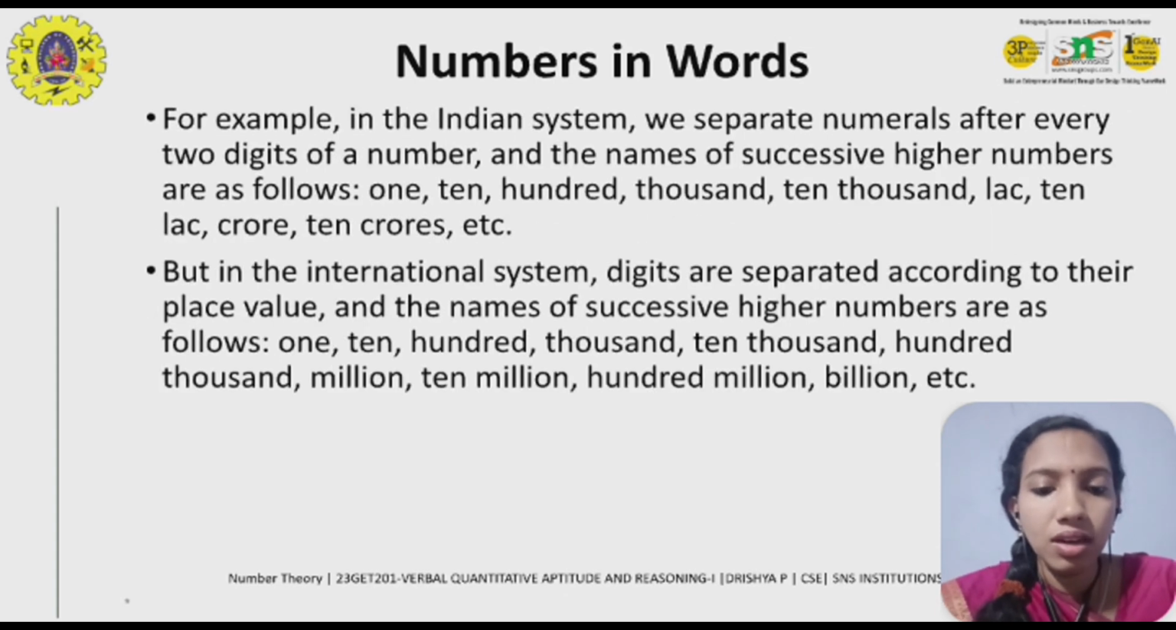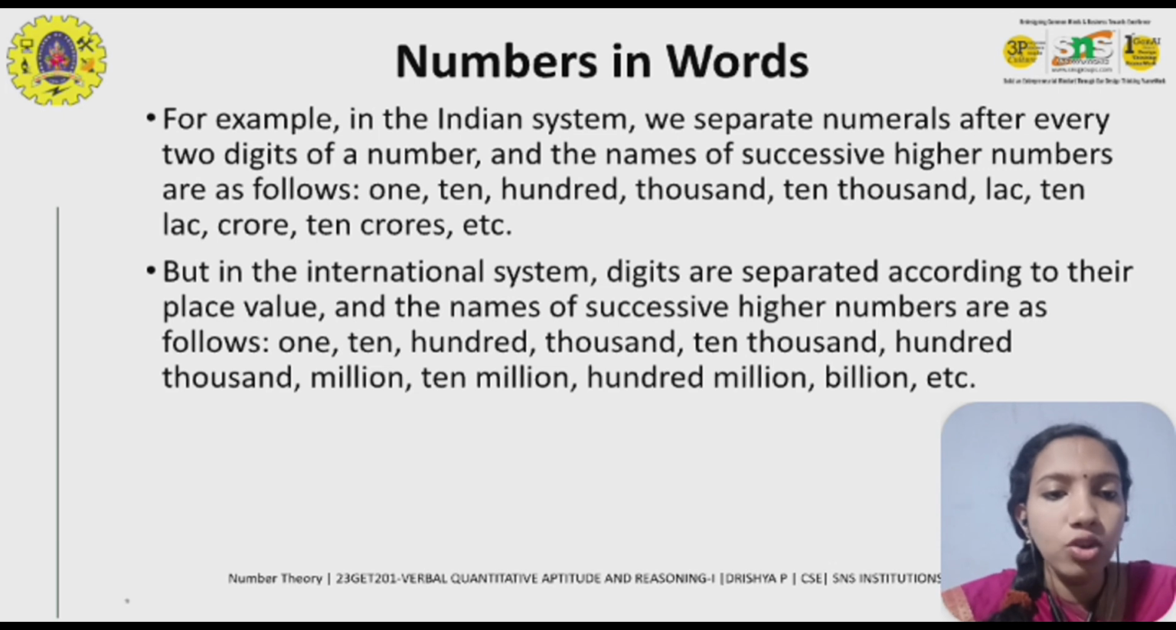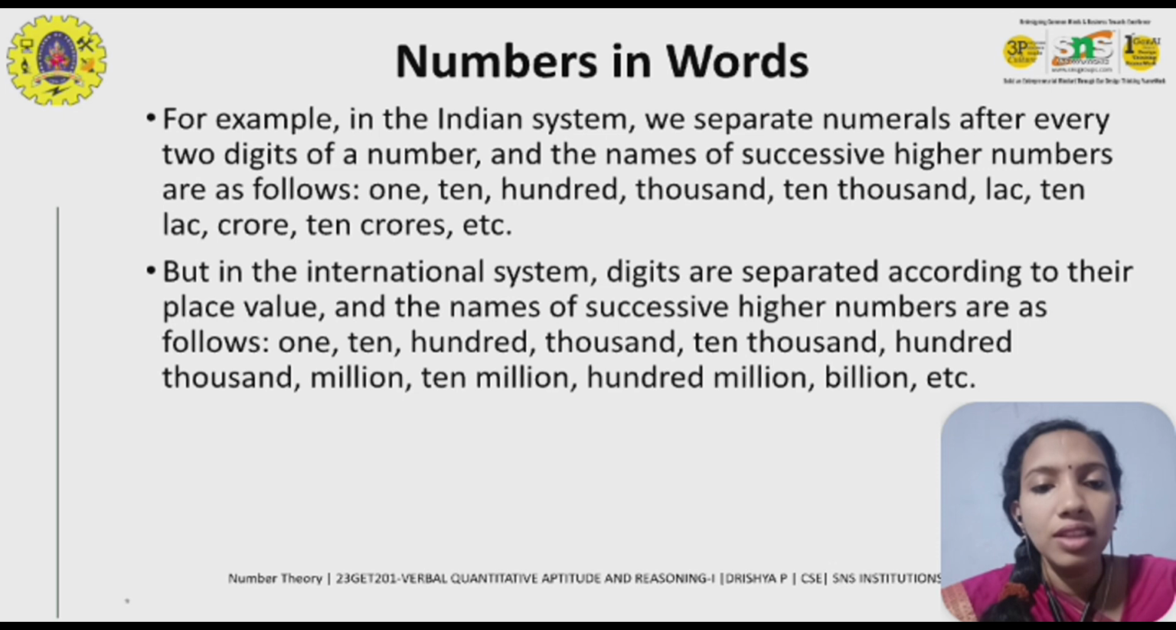Then next, in the Indian system, we separate numerals after every two digits of a number, and the names of successive higher numbers are as follows: 1, 10, 100, 1000, 10,000, lakh, 10 lakh, crore, 10 crores. We write a number, thousand. The fourth position is the zeroth position, then the 1st position, then the 10th position, then the 100th position, like that.